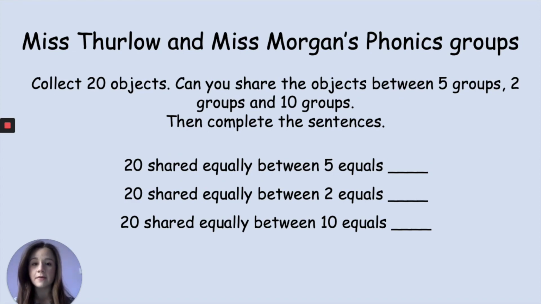Now, if you are in Miss Thurlow and Miss Morgan's phonics group, can you collect your 20 objects or pieces of paper? Can you share the objects or pieces of paper between 5 groups, 2 groups and 10 groups? Then complete the sentences. 20 shared equally between 5 equals something. 20 shared equally between 2 equals something. 20 shared equally between 10 equals something. Pause the video to complete this.